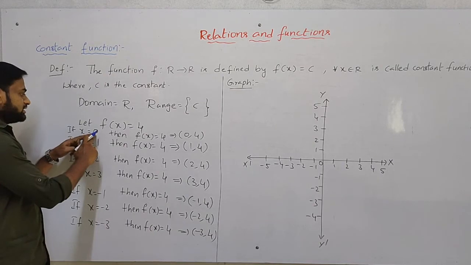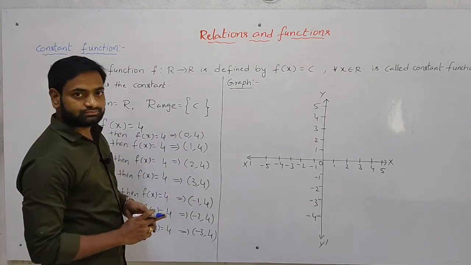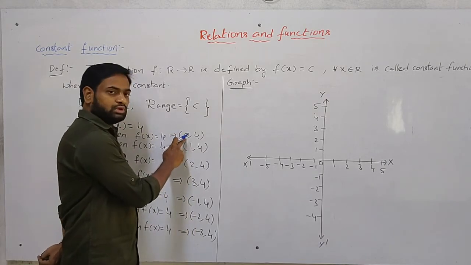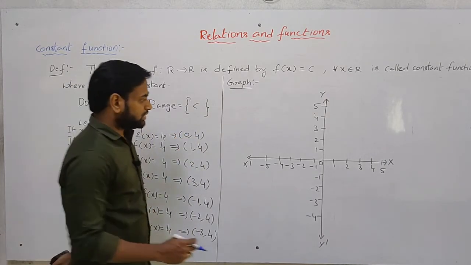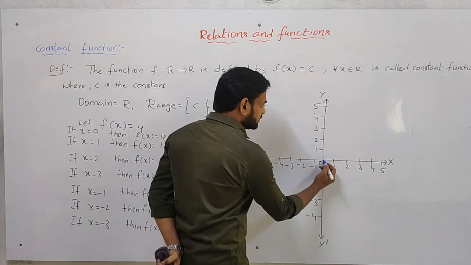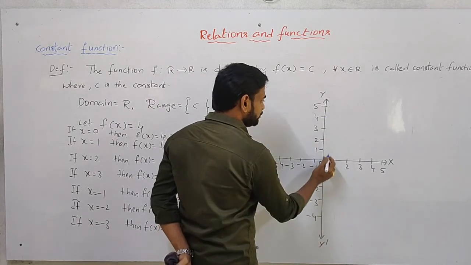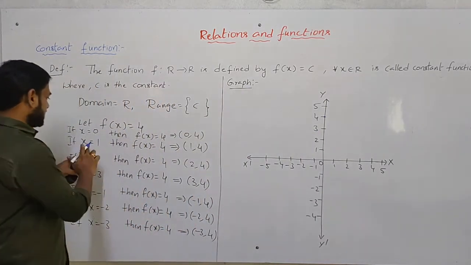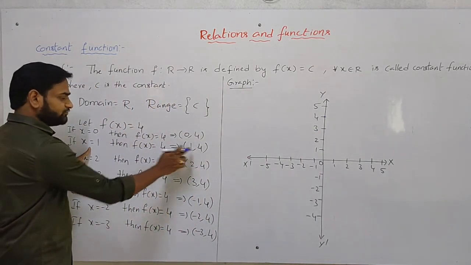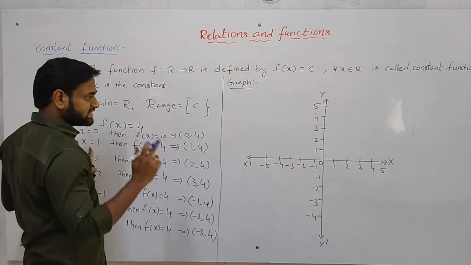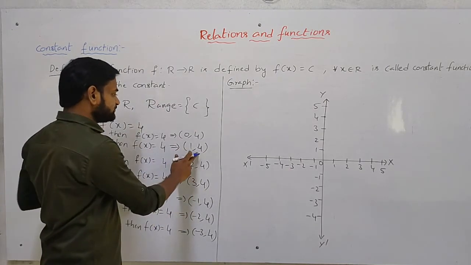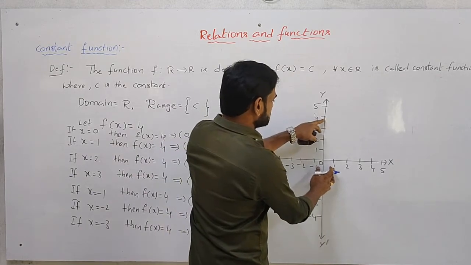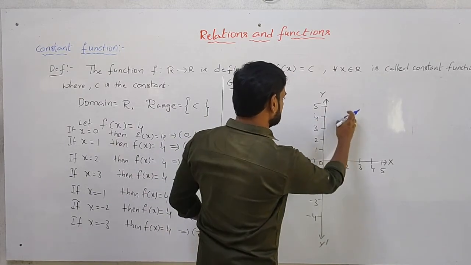First I am taking 0, 4. Where is the 0, 4? That means on the x-axis 0, on the y-axis 4. On the x-axis 0 here, on the y-axis 4 is here. So 0 comma 4. Next, x value 1, y value 4. On the x-axis it is 1, on the y-axis it is 4. So on the x-axis 1 here, on the y-axis 4 is here. So 1, 4 here.